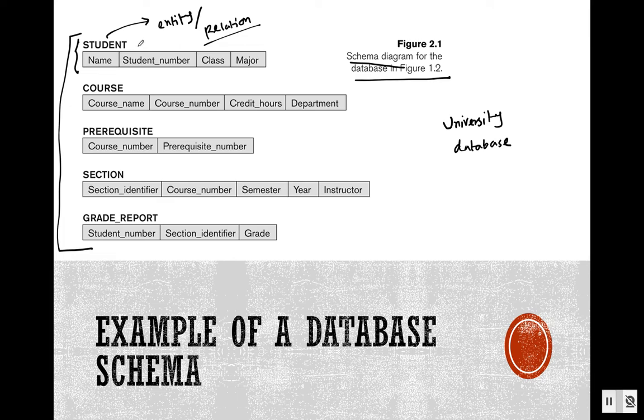Now, using this schema diagram, we are going to show what a database schema looks like. So the name of the entity, and then we use a table with only one row where we only show the column header, meaning the name of the attributes. Say here we have name, student number, class, major. This is the way we can show the entity and the data types. So this is an example of a schema diagram and database schema.